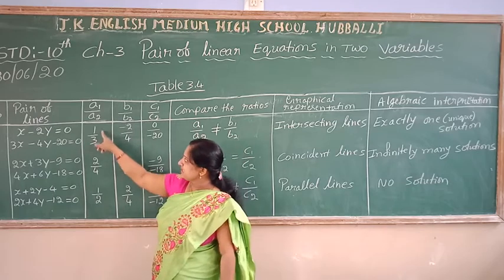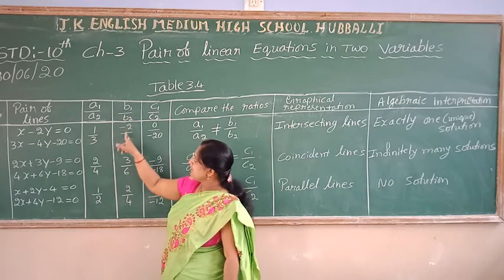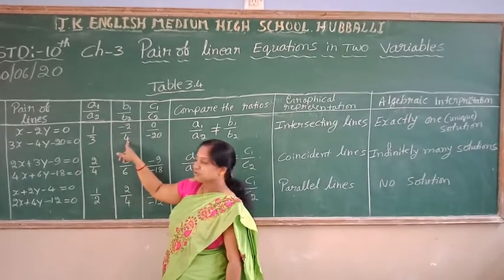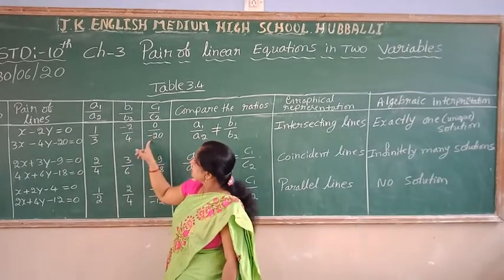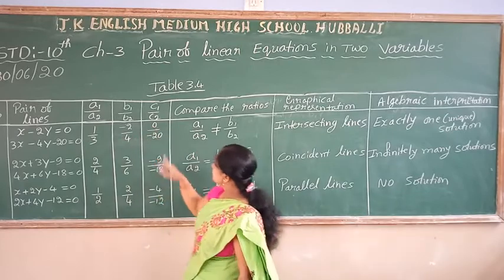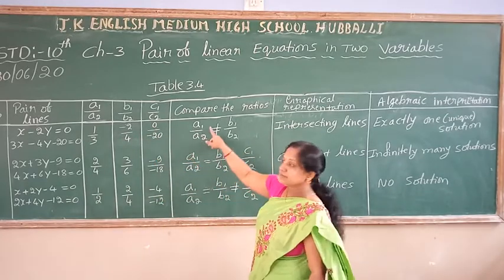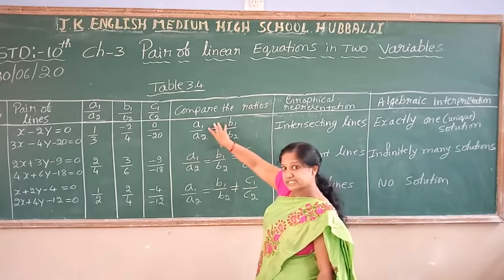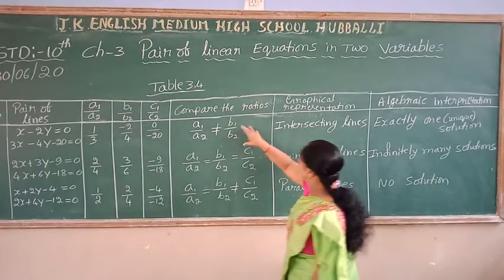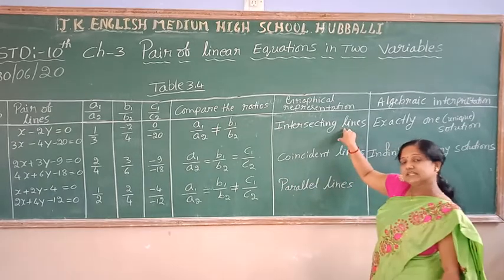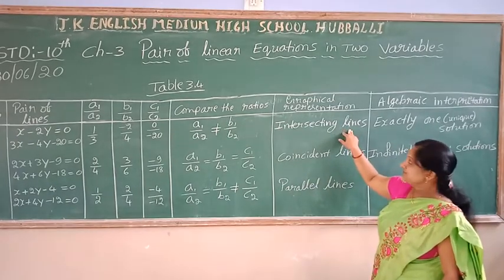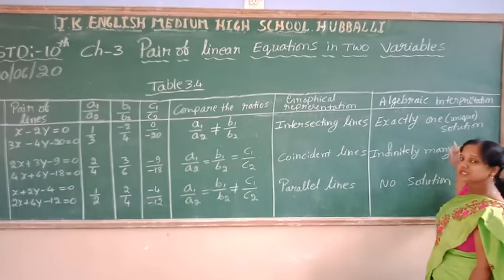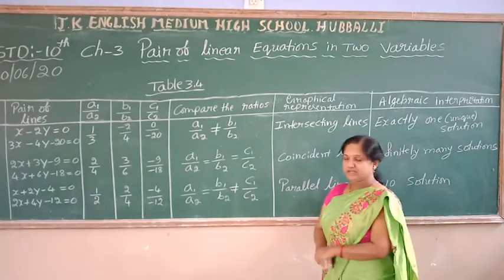So the ratio between A1 and A2 is 1 by 3, and B1 by B2 is minus 2 by minus 4, which simplifies to 1 by 2. And C1 by C2 is 0 by minus 20, which is 0. So in this case we come to know A1 by A2 is not equal to B1 by B2. If this case arises, then we will get graphically intersecting lines. If lines are intersecting, it will have exactly one solution, a unique solution.